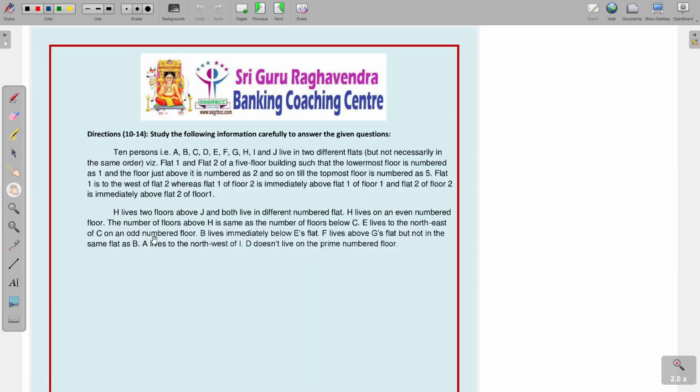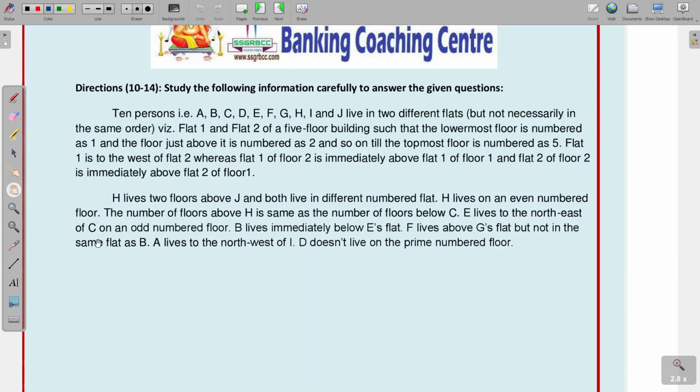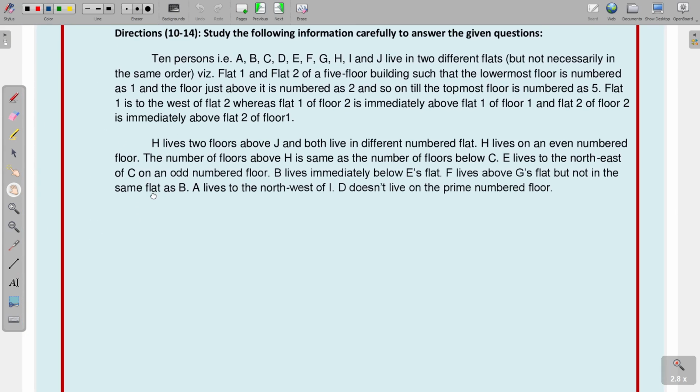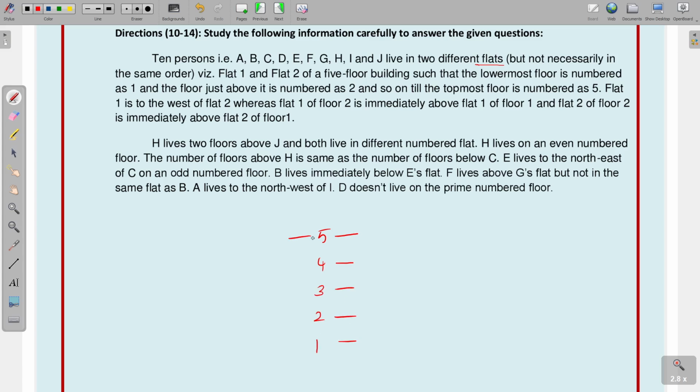Next, we have one more puzzle. See the puzzle. 10 persons A, B, C, D, E, F, G, H, I and J live in 2 different flats, but not necessarily in the same order. Flat 1 and flat 2 of a 5-floor building. So, here we have a 5-floor building, 5, 4, 3, 2, 1. And flat 1 and flat 2 are there, and flat 1 is to the west of flat 2. Flat 1 and flat 2 are immediately above flat 1 of floor 1, and so on.